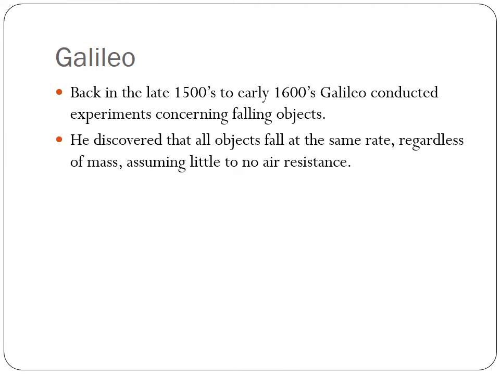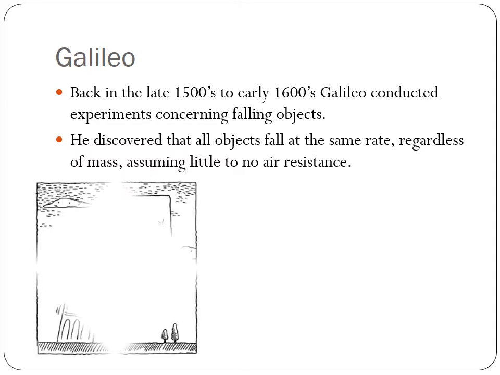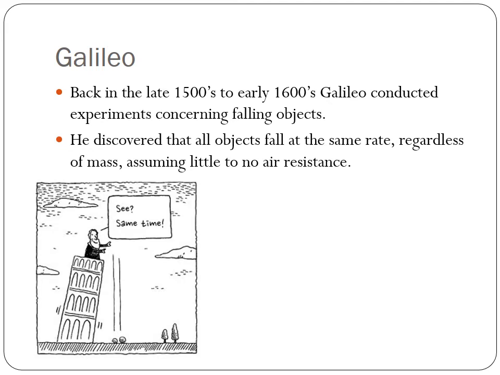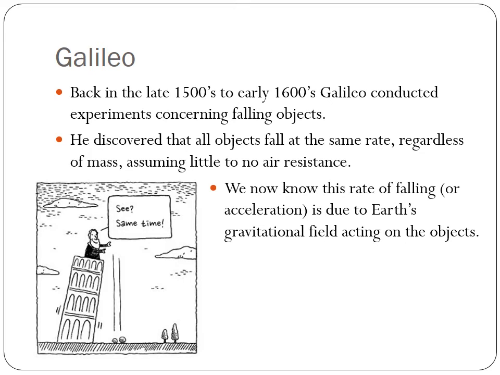Back in the late 1500s to early 1600s, Galileo conducted experiments concerning falling objects. He discovered that all objects fall at the same rate regardless of mass, assuming there's not much air resistance. So he actually went to the top of the Leaning Tower of Pisa, dropped two objects about the same size but different mass, and they still hit the ground at the same time, so mass really didn't matter. We know this is because of Earth's gravitational field acting on the objects, and Earth's gravitational field doesn't change depending on how much mass something has.